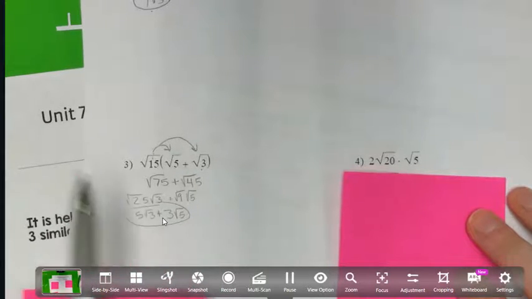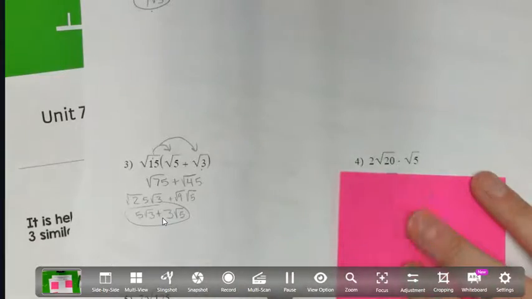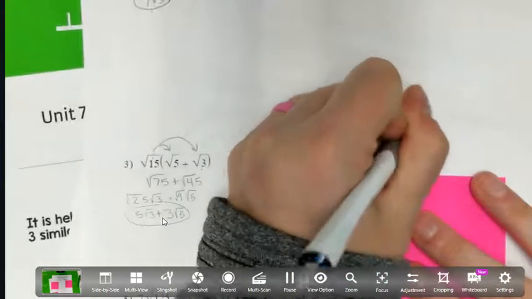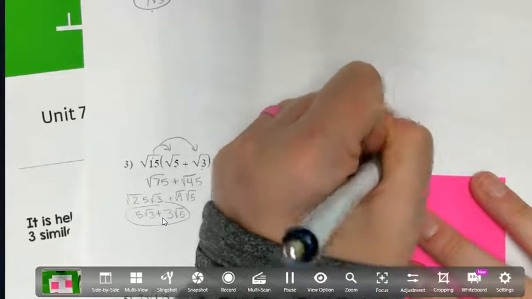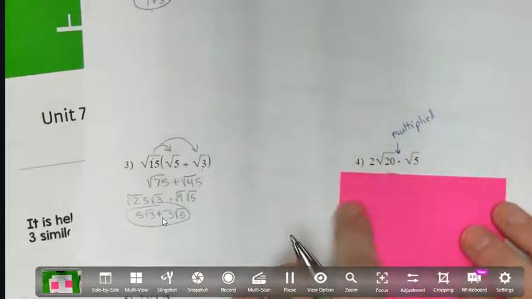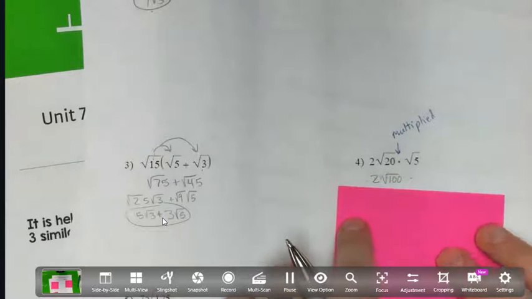Okay, moving on to number 4. Now these, they're being multiplied. So it's a little different. If they were adding, you couldn't add them together because it's not the same. But for here, you can multiply 20 and 5 because multiplying has different rules than adding.